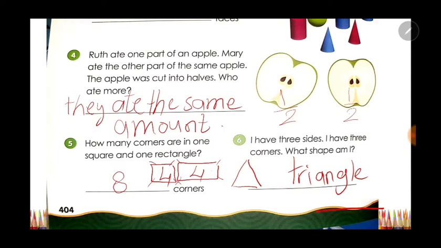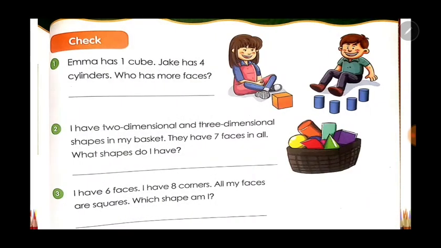Let's go next. Here we have "Check Your Information" in doing the problem solving. We have the first one. Emma has 1 cube. Jake has 4 cylinders. Who has more faces?